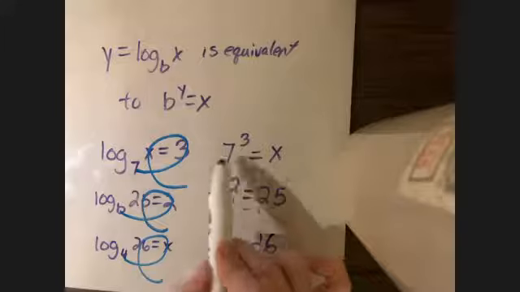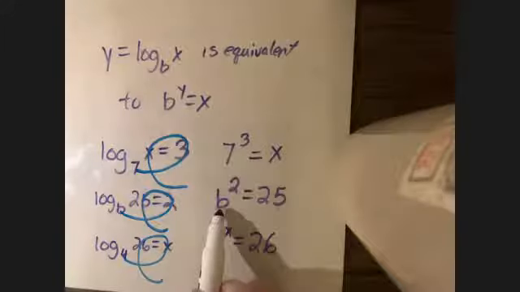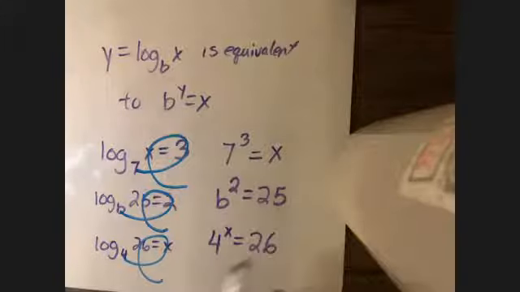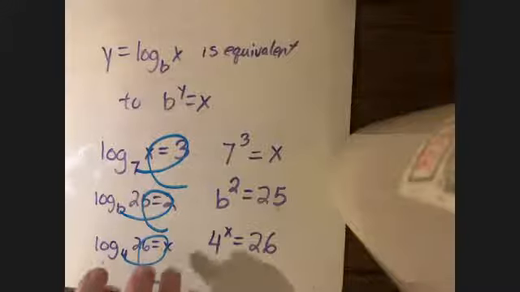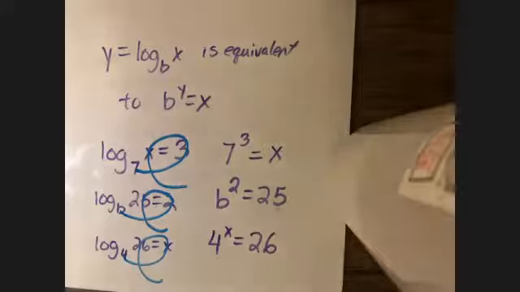7 cubed is not difficult to find. I can figure out what number squared gives me 25. This one might be a little more challenging, but I can certainly sort out what that is supposed to be. And that is because our brains don't necessarily like to work in log, but we do like to work in exponential.